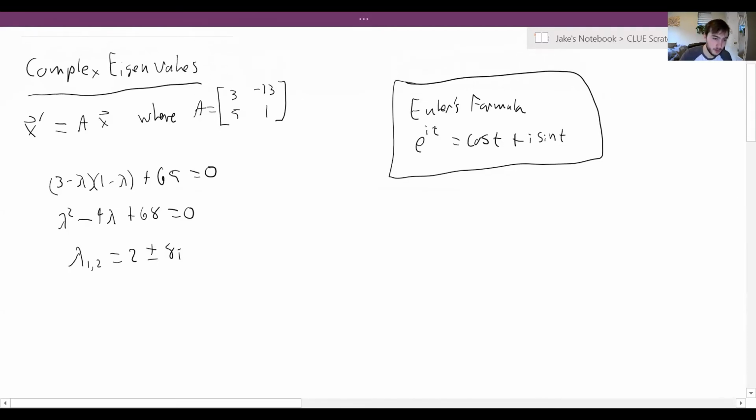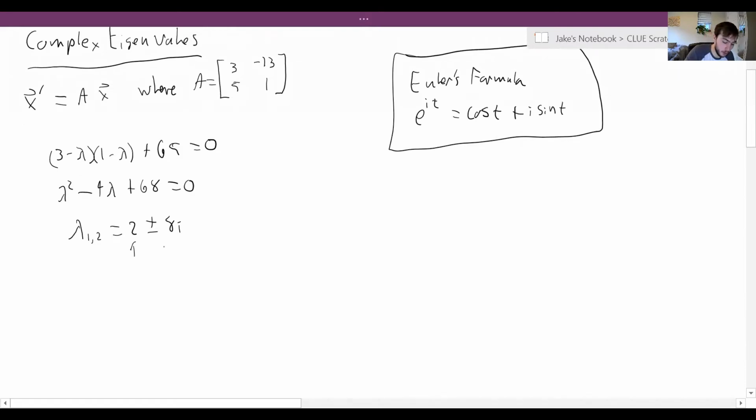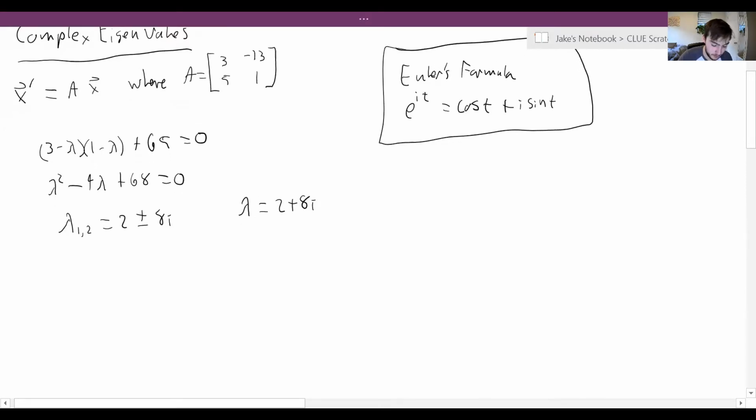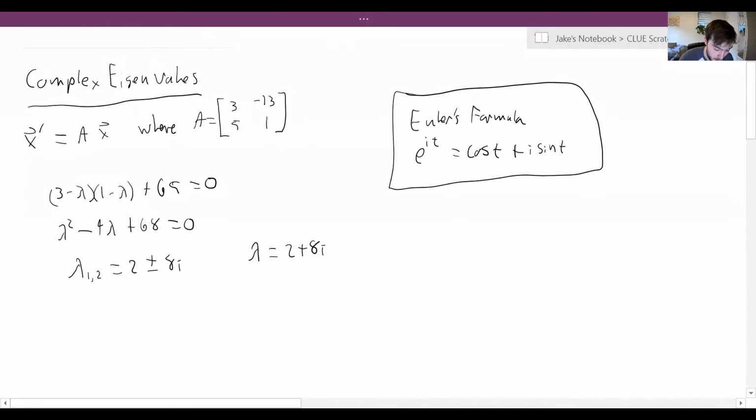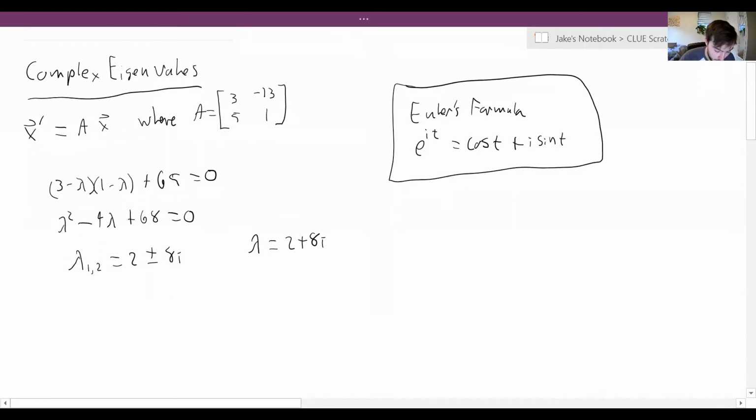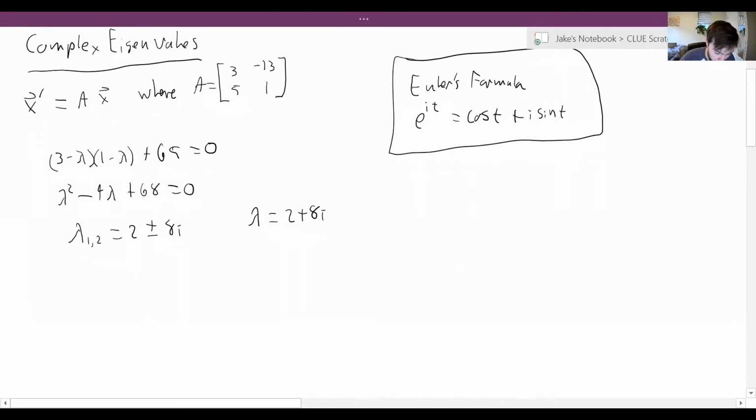So here's what we're going to do. We're going to just consider the positive of these two. What you'll realize is that what turns out being most important are the real and complex coefficients. We'll see how that plays in a moment here, but for now, let's just say that lambda is 2 plus 8i. We're going to forget about the minus for now. So cool, so if that's our lambda, let's find our eigenvector.